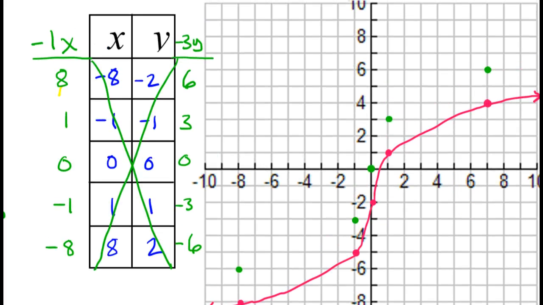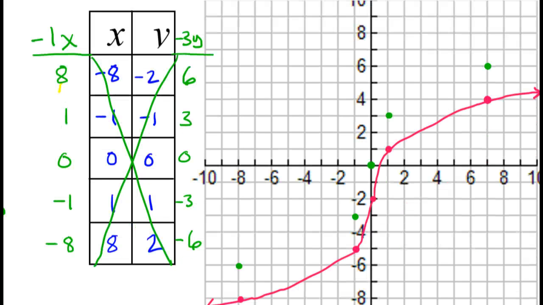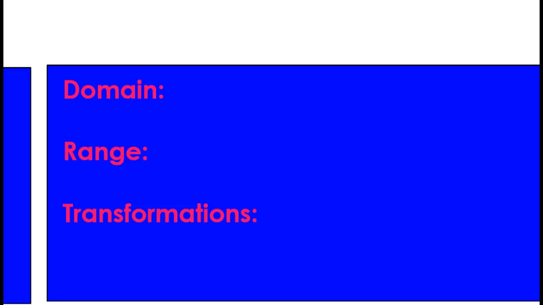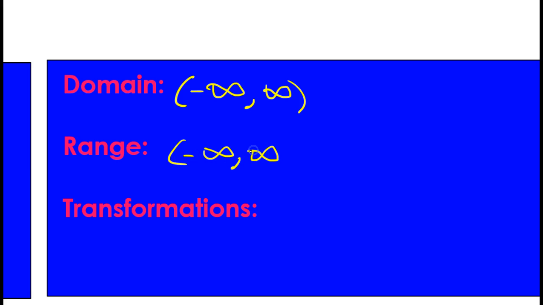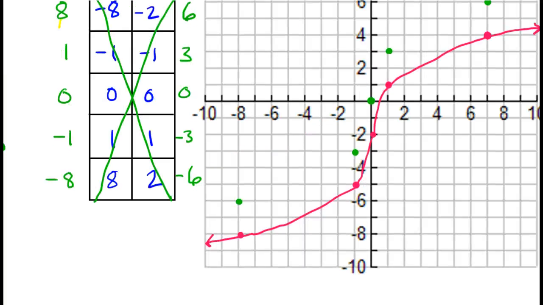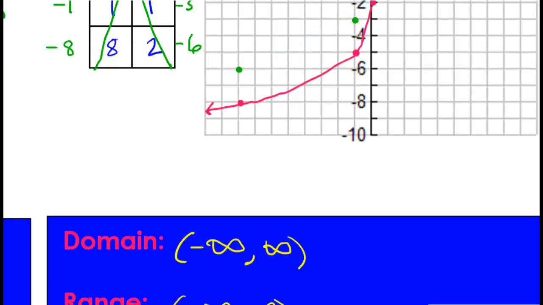That's how you do a graph that has a reflection over the y-axis. In fact, let's go ahead and talk about the domain and range and all our transformations. So of course the domain and range are both negative infinity to positive infinity, because cube root functions go forever to the left and right, and they go forever down and up. So that's pretty simple.